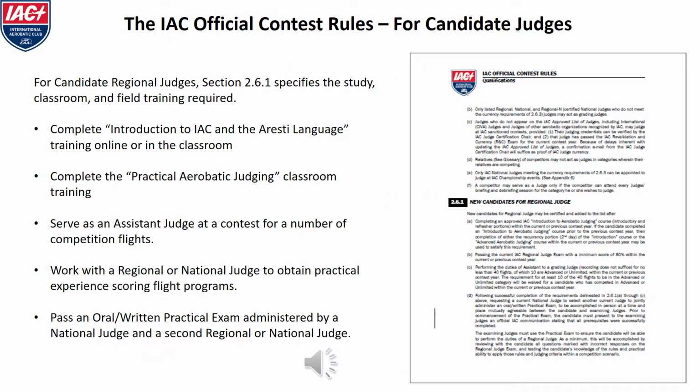Rulebook section 2.6.1 specifies the study, classroom, and field training required of candidate regional judges. There are 5 steps. First, you complete the Introduction to IAC and the IAC language training, either online or in the classroom. Second, you complete the Practical Aerobatic Judging classroom training. Third, you serve as an assistant judge at a contest for a number of competition flights. Fourth, you work with a regional or national judge to obtain practical experience scoring flight programs. And finally, you pass an oral, written, and practical exam administered by a national judge and a second regional or national judge.